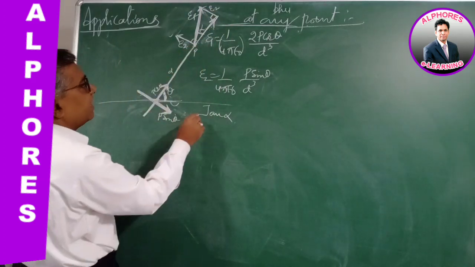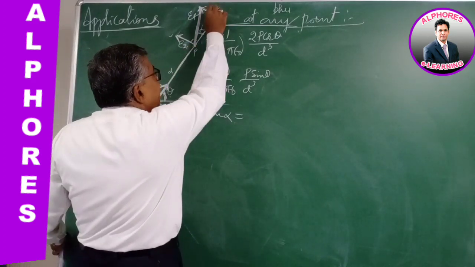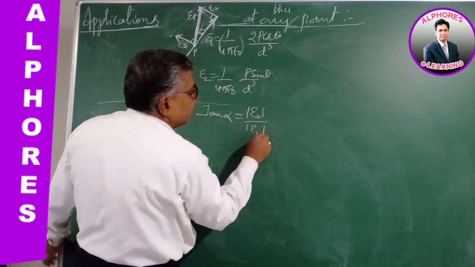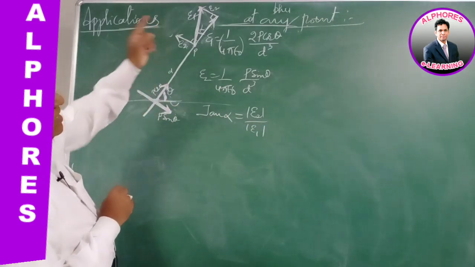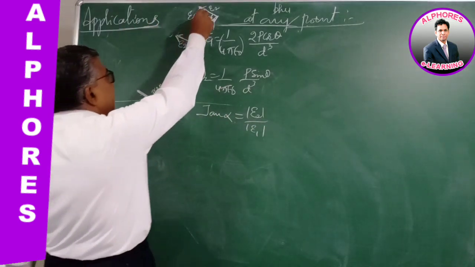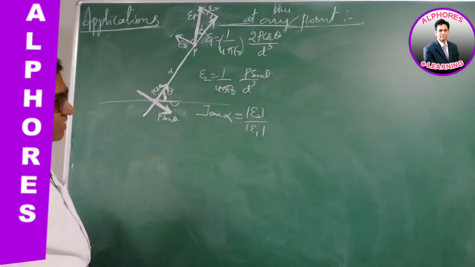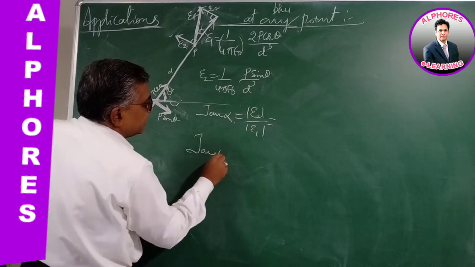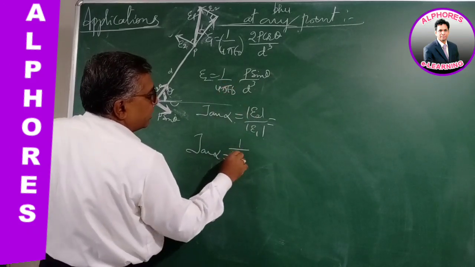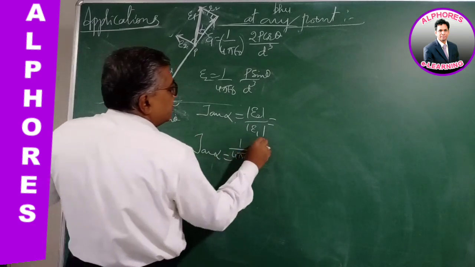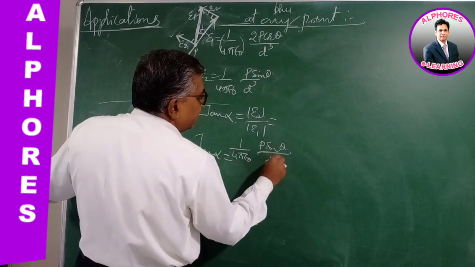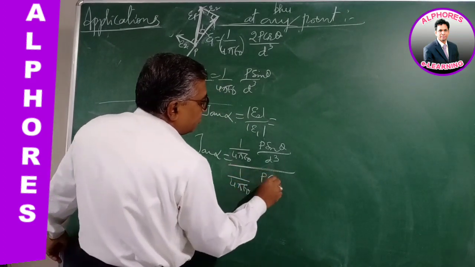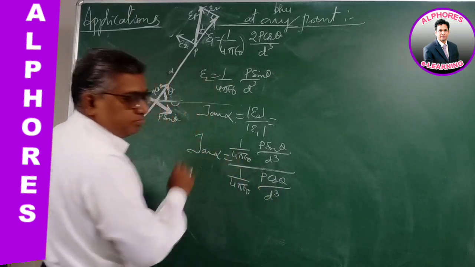Tan alpha is equal to E2 by E1, that is mod E2 by mod E1. It is the ratio of the opposite side to the adjacent side. Now substituting, tan alpha is equal to E2, which is 1 by 4 pi epsilon naught P sin theta by d cube, divided by E1, which is 1 by 4 pi epsilon naught 2P cos theta by d cube.